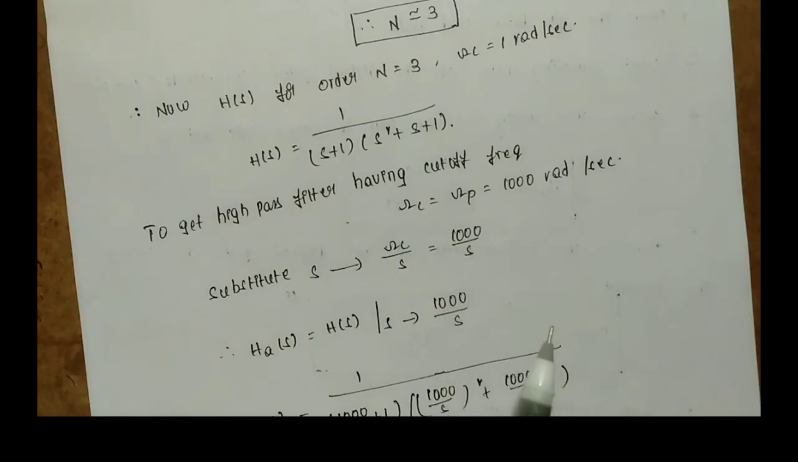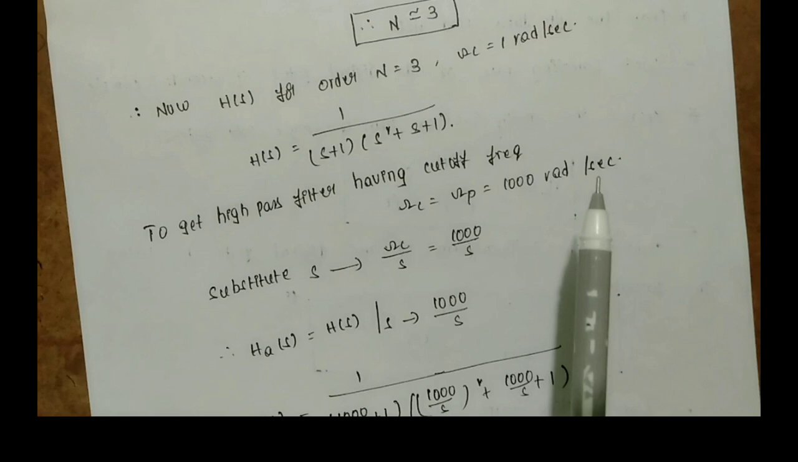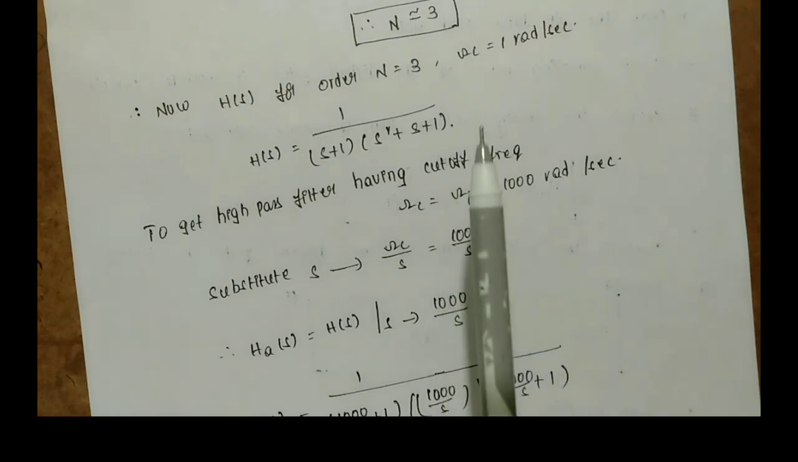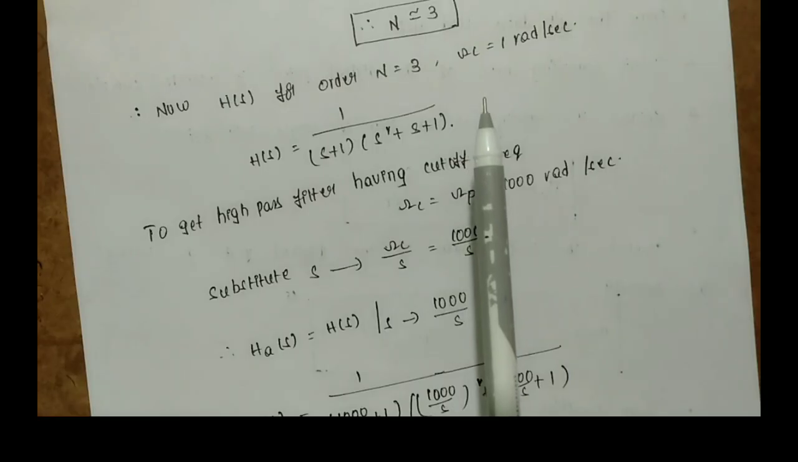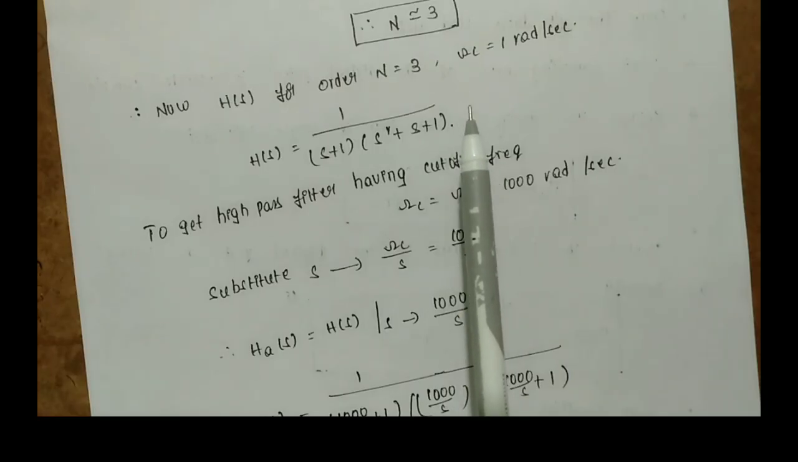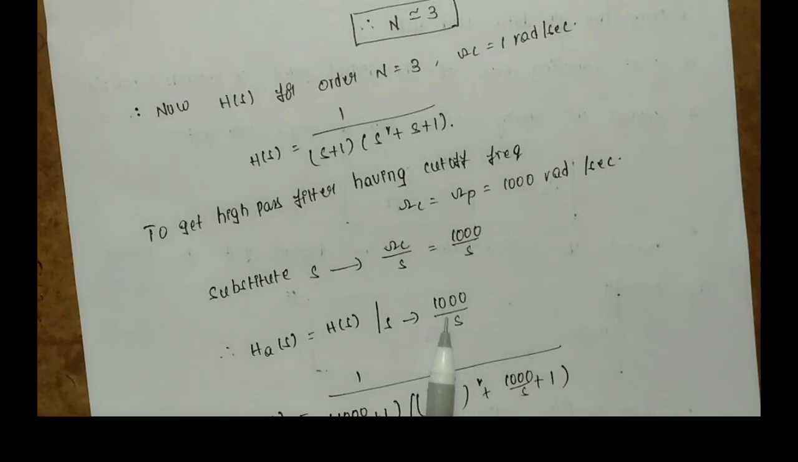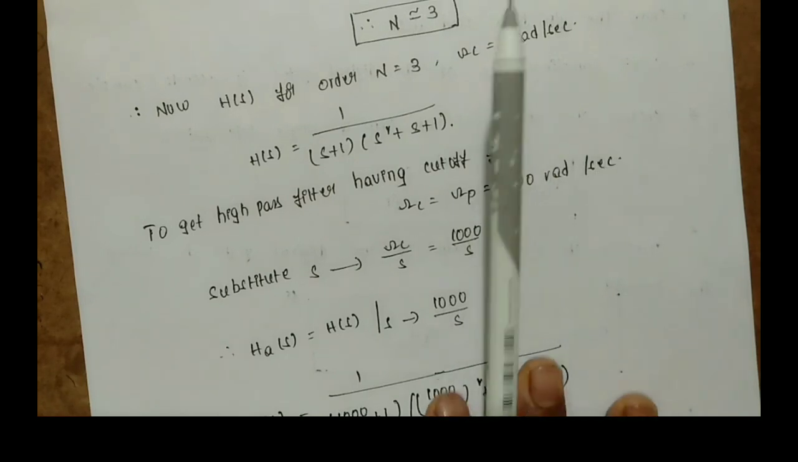You may ask, why madam, why are we taking 1000 radians per second, when previously we have taken omega p is equal to 500? Yes, we have taken omega p is equal to 500 in the low pass design. Now this is the time for converting the low pass into the high pass. In the high pass, omega p is equal to 1000 radians per second. That's why we have taken 1000 radians per second. So in place of s in this low pass filter transfer function, substitute 1000 by s, you will get the high pass transfer function.